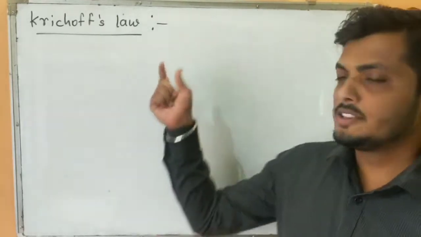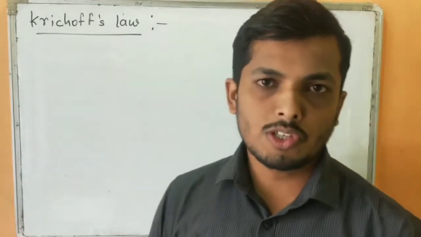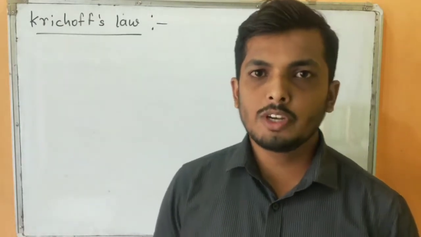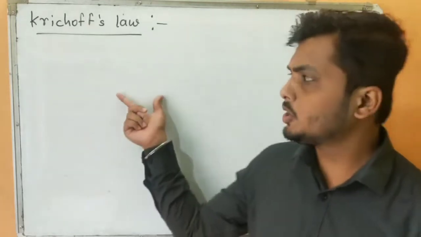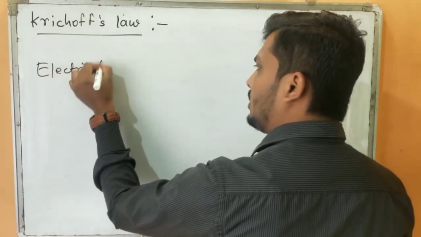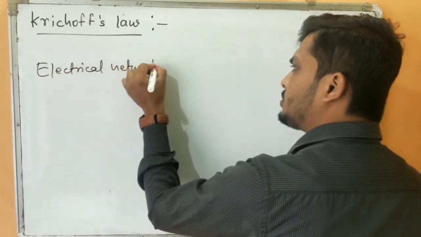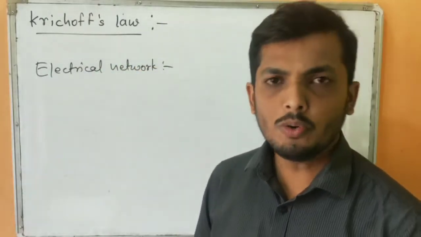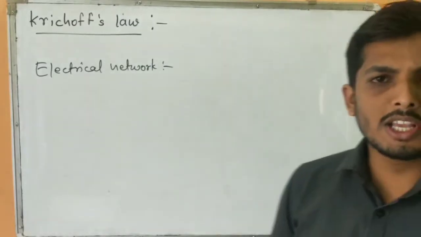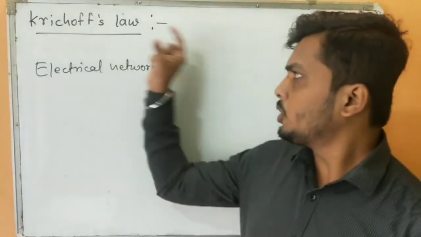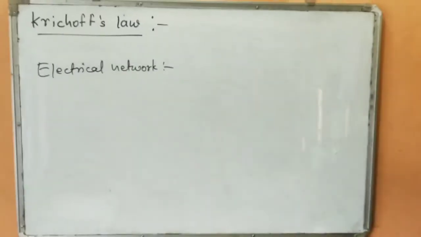Kirchhoff has given two important laws: Kirchhoff's first law, which is also known as Kirchhoff's current law, and Kirchhoff's second law, which is also known as Kirchhoff's voltage law. In order to study Kirchhoff's laws, first we need to study certain terms related to them. The first thing is the electrical network. The purpose of studying Kirchhoff's law is that now we are going to have two or more conductors, and we are going to see what changes take place in the potential, whether it is current or resistance. So first we will study certain terms associated with Kirchhoff's law. First one is the electrical network.